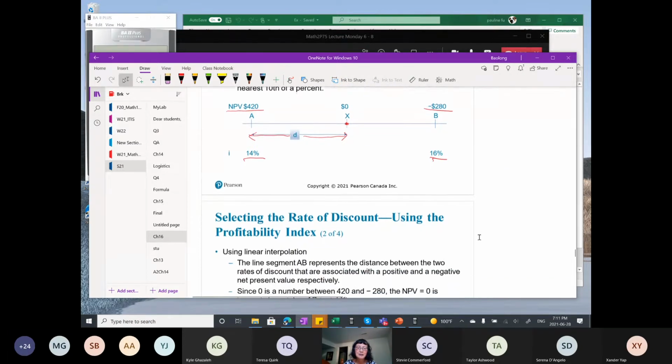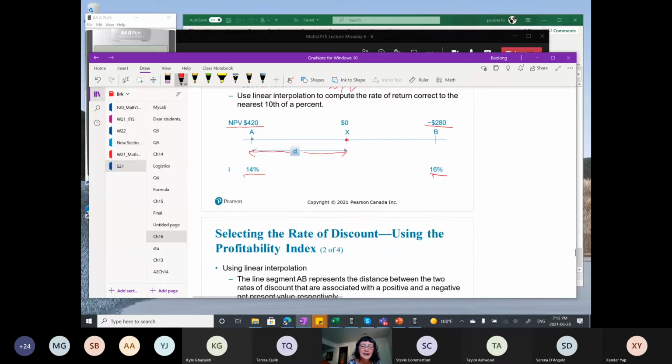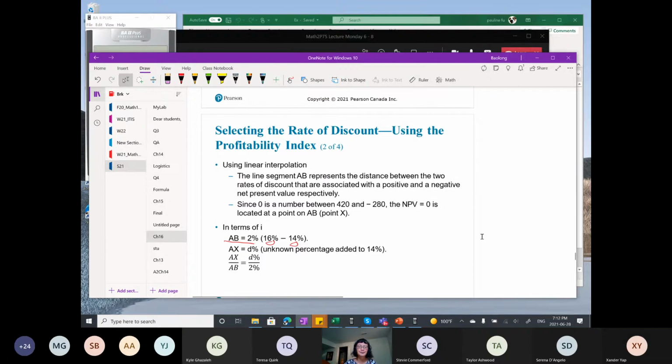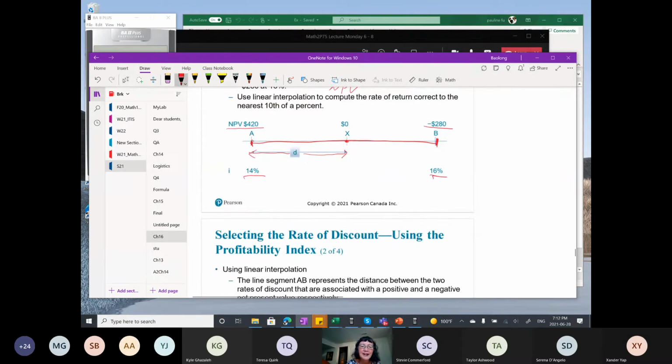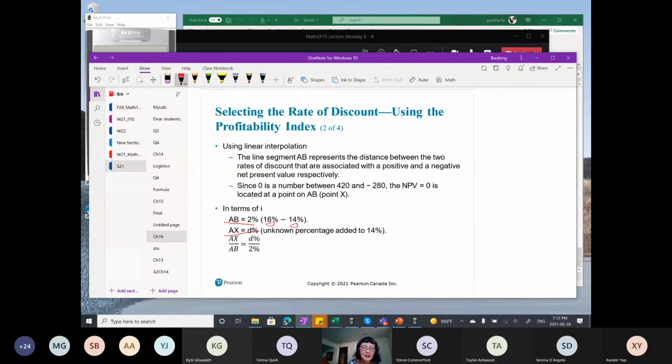And then we use the proportion. Okay, the line proportion. So AB, this line segment from A to B, is changed from 14% to 16%. So AB should be equal to 2%, because 16% minus 14% is 2%. This is in terms of I. Okay. And we assume this AX is D%. Okay, AX is D%.